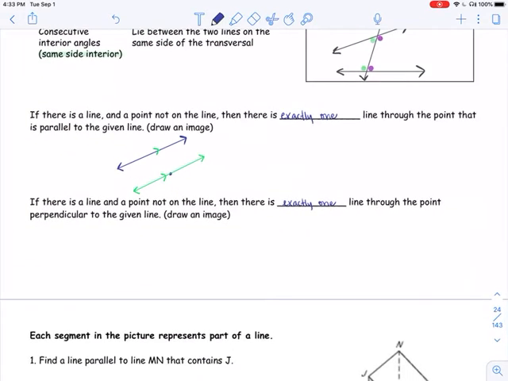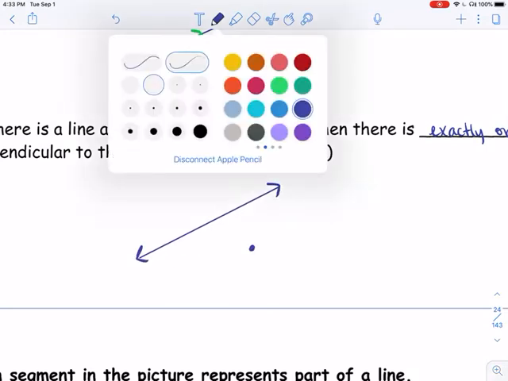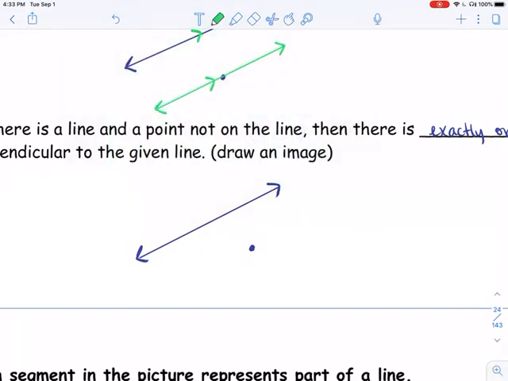through the point perpendicular to the given line. So in the same way, we're going to have our line and a point, and we will have exactly one line that is perpendicular. I'm going to draw this one and then move it over. Right there. Okay.